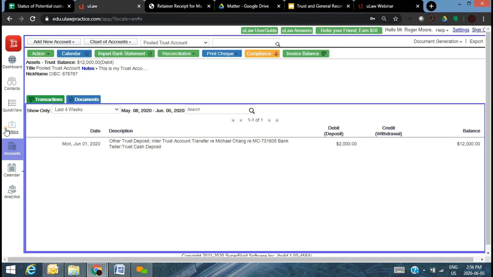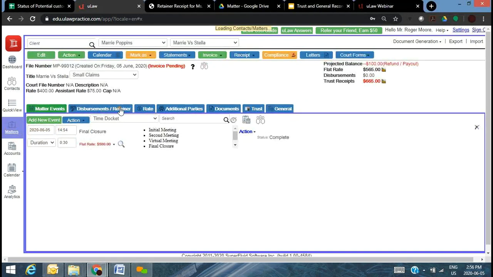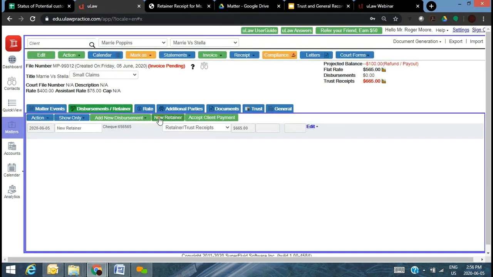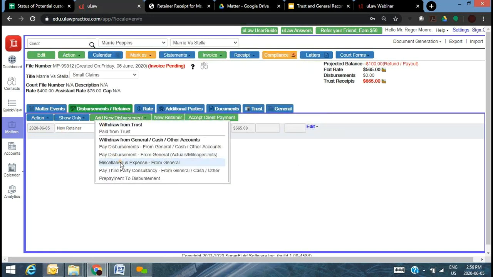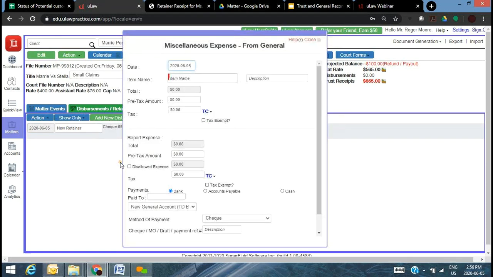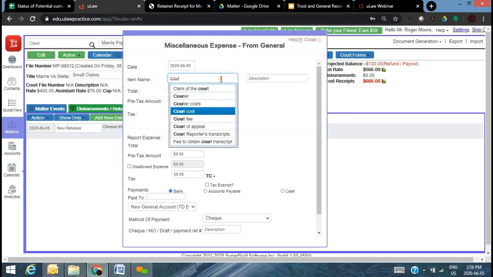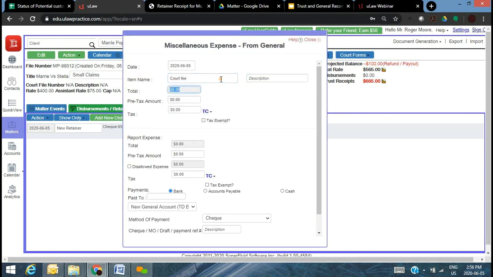But before we go ahead and do the invoice, let me just add the disbursement. So I'll say disbursement. Again, another capturing of a moment in your legal life. And I'll say disbursement. And let's say it's a miscellaneous expense. Well, let me go ahead and say it's a court fee of $100. And I'll make that tax exempt.